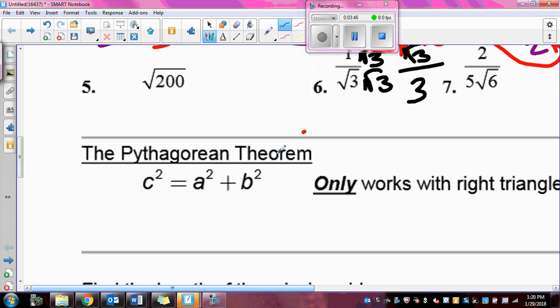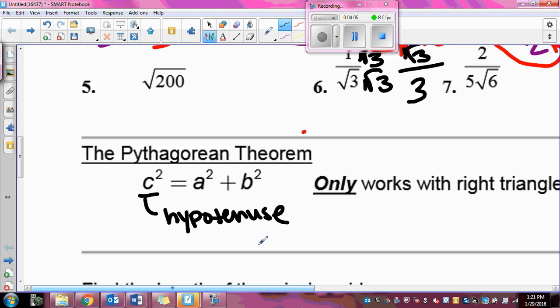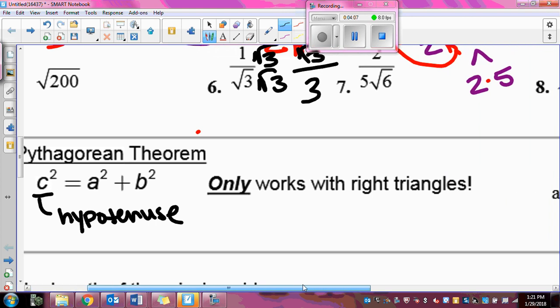The Pythagorean theorem is very important. We're going to look at this a lot in this chapter to help us with our trig. It's a squared plus b squared equals c squared. Remember that the c is our hypotenuse. Okay, that's the biggest side. It's also the side that's across from the 90-degree angle.